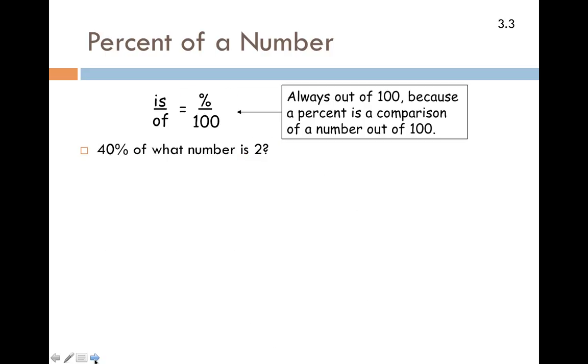Okay, you guys see if you can do this one. 40% of what number is 2? You guys got to figure out which one is going to be the unknown.